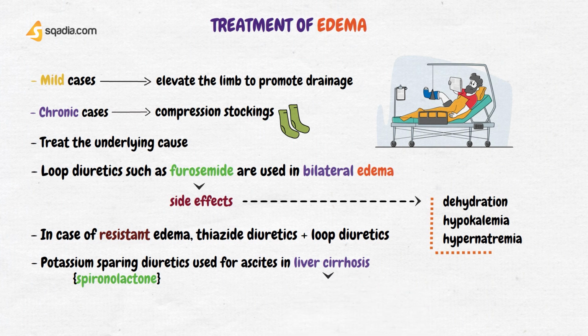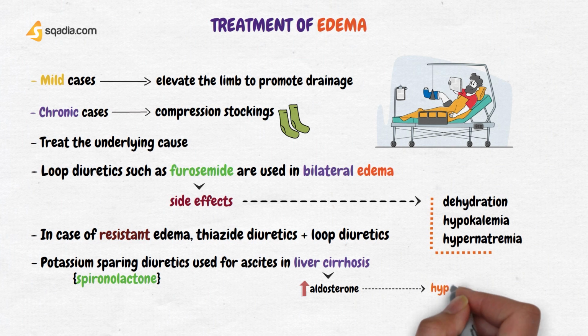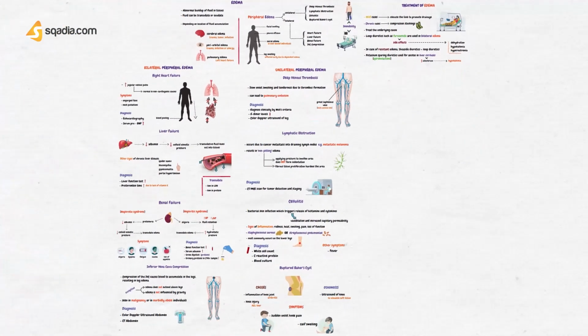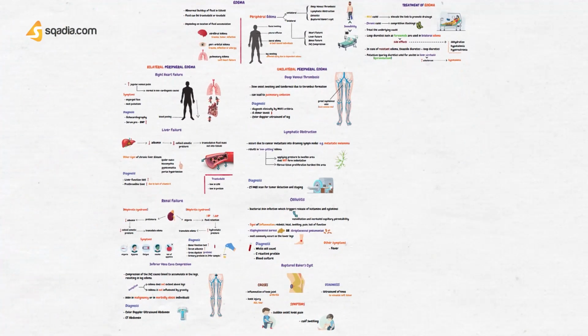The liver cirrhosis leads to raised aldosterone, which causes potassium excretion in the urine. The resulting hypokalemia would therefore only be worsened with diuretic use unless potassium-sparing diuretics are used. With that, we've covered edema, the causes of edema, their symptoms and diagnosis, and the treatment of edema.